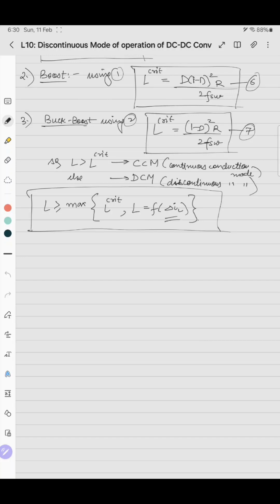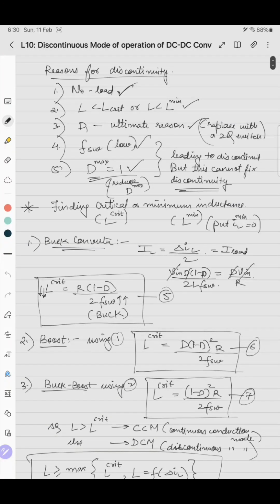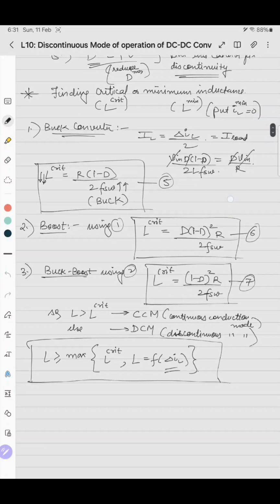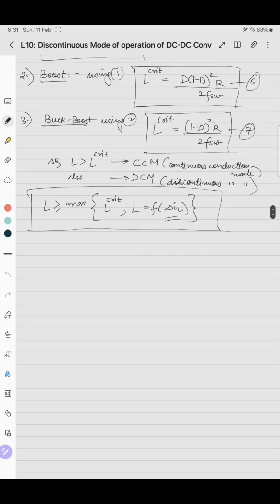The minimum load we have calculated, and also we have introduced the reasons for discontinuity, and we derived the expression of critical inductance for each of the converters. In today's lecture we'll see the steady state waveforms, or the steady state analysis, of DC-DC converters in discontinuous mode.